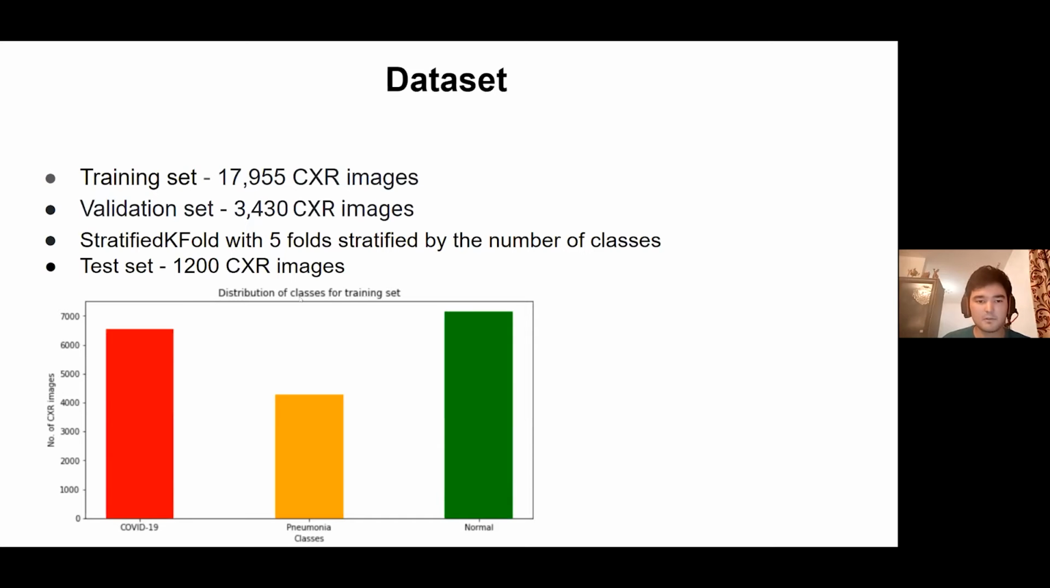So the distribution of classes for the training set can be seen down below. There were about 6,500 COVID-19 images, 4,000 pneumonia images, and about 7,000 normal images.